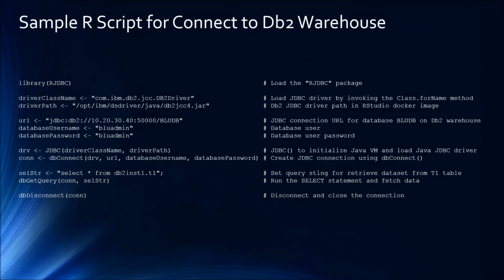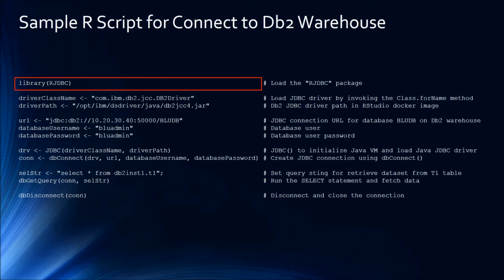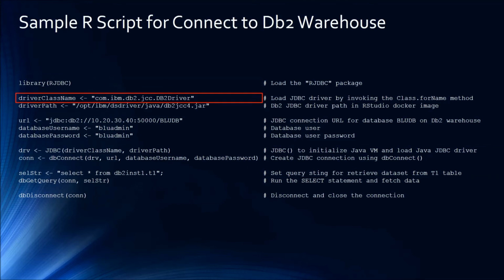Here is an example of R commands to query the T1 table in the BLUDB database. The library function loads RJDBC and attaches any add-on packages. Next, load the JDBC driver by invoking the Class.forName method. In this example, you are using the driver path of the Db2 JDBC driver available on the RStudio Docker image.